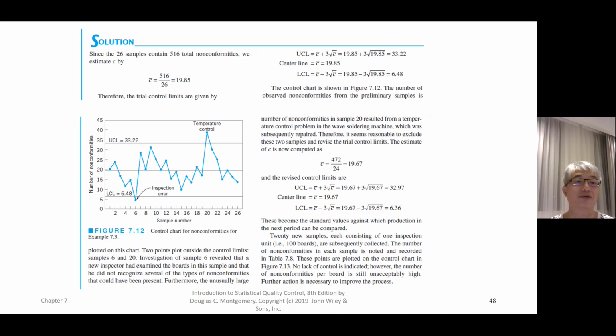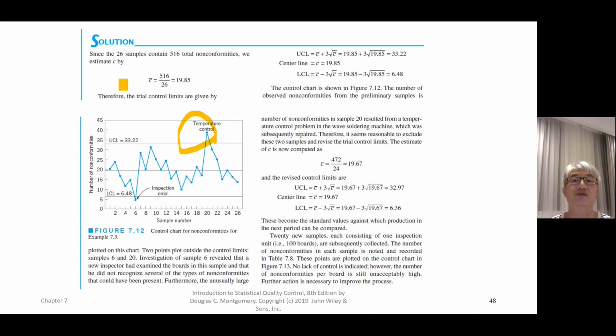Based upon the illustration in figure 7.12, investigation shows two points outside the control limits, samples 6 and 20. Investigation of sample 6 revealed that a new inspector had examined the boards in this sample and did not recognize several of the types of non-conformity that could have been present, due to lack of domain experience. Furthermore, the unusually large number of non-conformities in sample 20 resulted from a temperature control problem in the wave soldering machine, which was subsequently repaired.